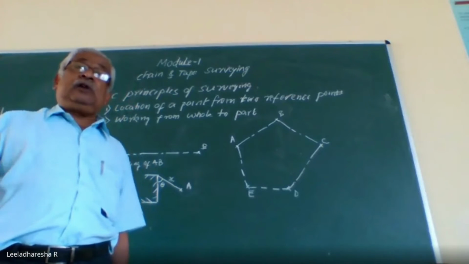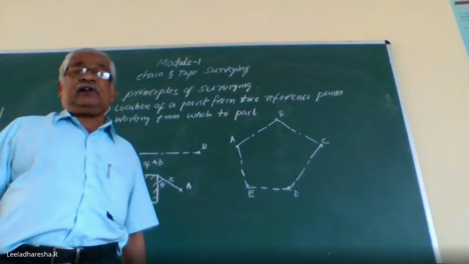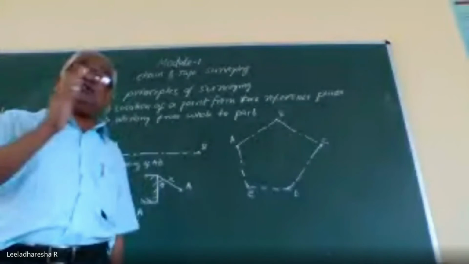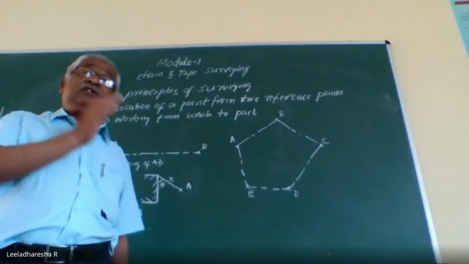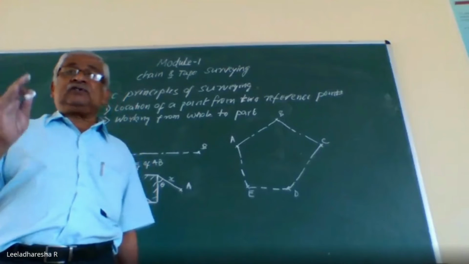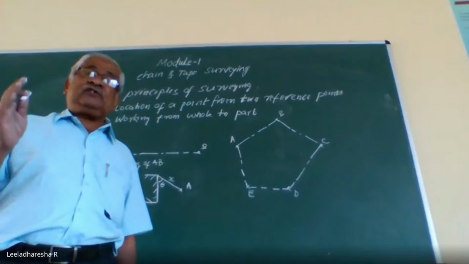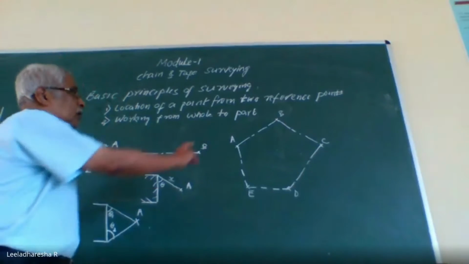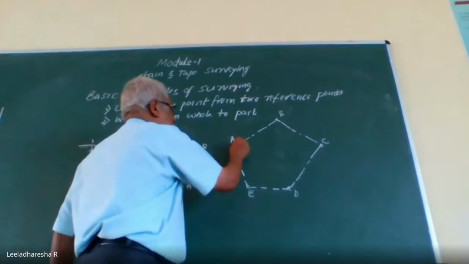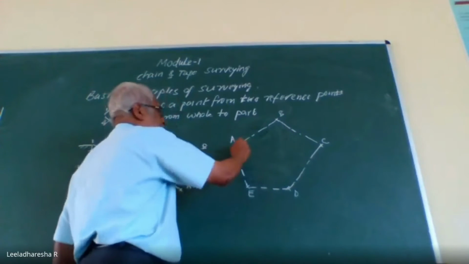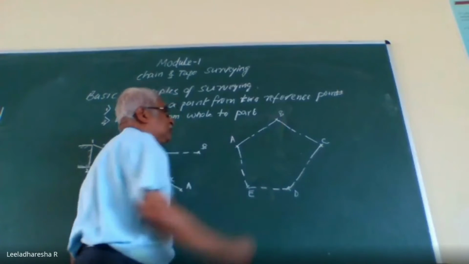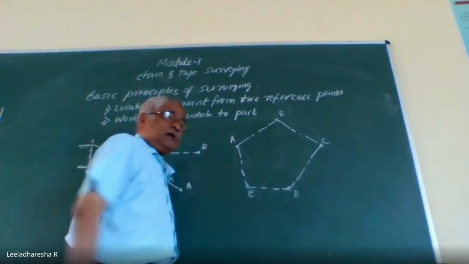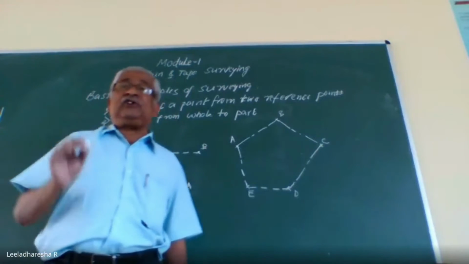That is, the whole area is divided into number of triangles and moving our instruments along the length of the triangles, all the details such as buildings, hill, roads, etc. are going to be plotted on the plan. So now what we are going to do is, this is the area to be covered. I am going to select some stations. See, A, B, C, D, E are called as the main stations.